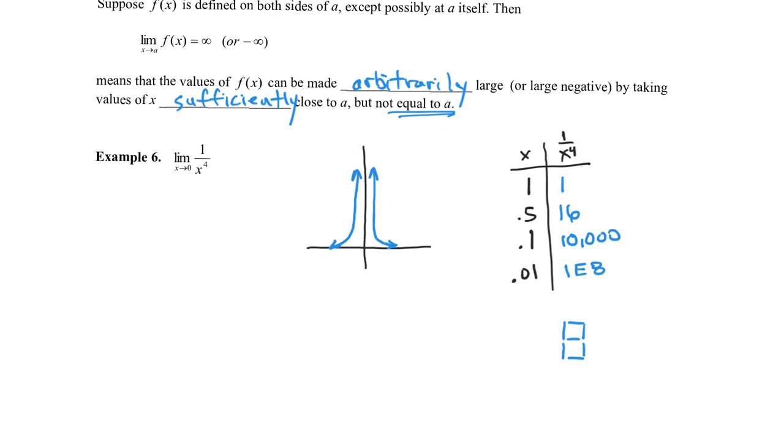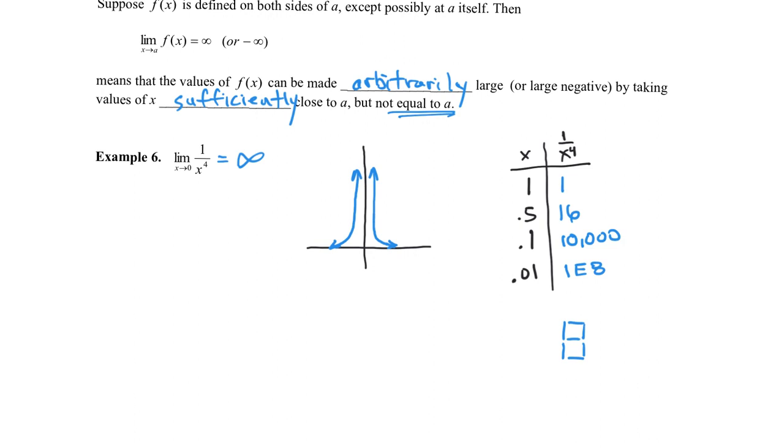The way we can think of this is we can make this number, 1 over x to the fourth, as big as we want just by making x small enough, making it close enough to 0 on either side of 0. Because you're going to raise it to the fourth power anyway, negative numbers wouldn't matter. So we can say that the limit of this is equal to infinity.